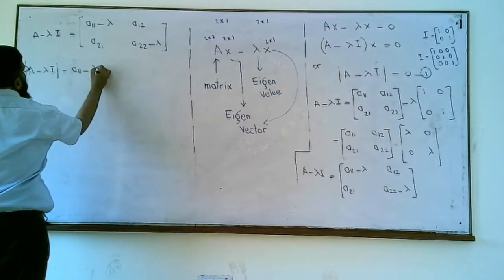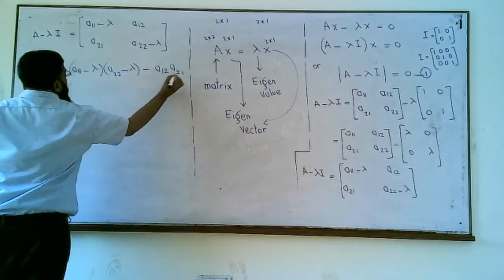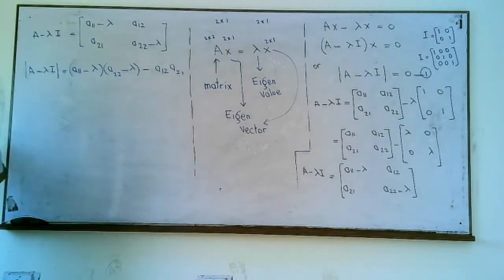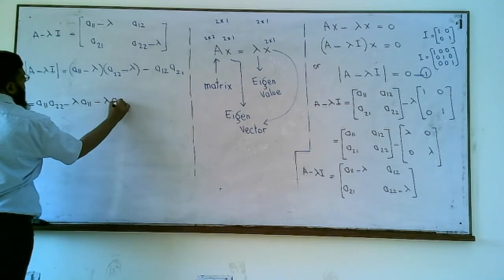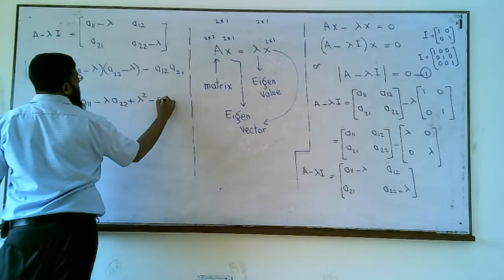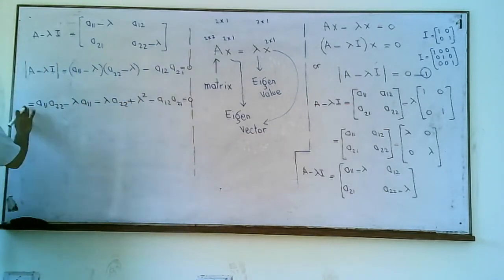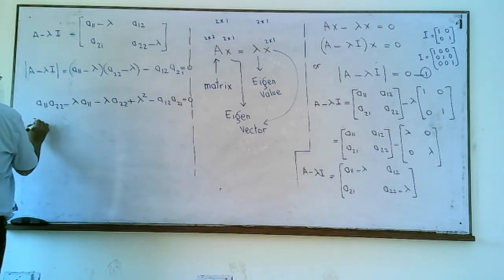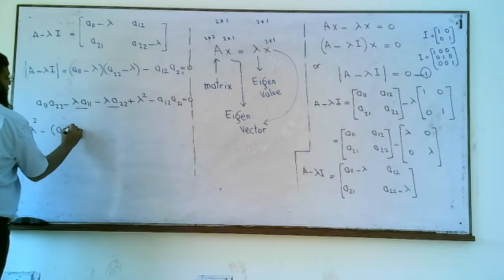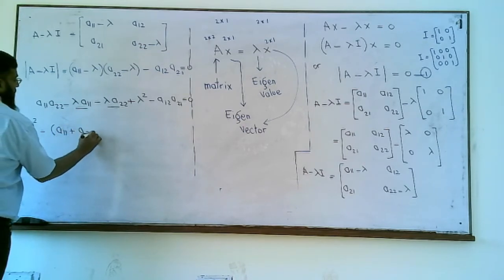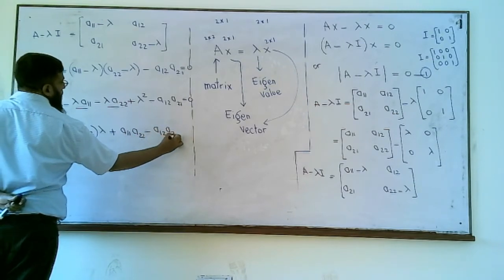We studied this in school. A1 1 minus lambda times a2 2 minus lambda, minus a1 2 times a2 1. So this is a1 1 a2 2 minus lambda times a1 1 minus lambda times a2 2 plus lambda squared, minus a1 2 a2 1, is equal to 0. So this equation is equal to 0. Right. And then we have lambda squared, and let's collect the coefficients of lambda: minus (a1 1 plus a2 2) times lambda, plus a1 1 a2 2 minus a1 2 a2 1 is equal to 0.